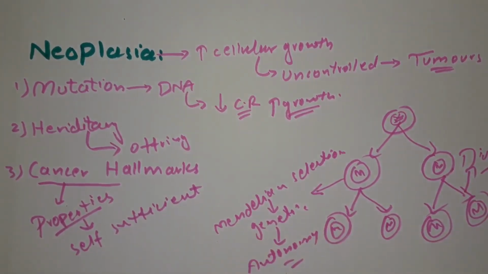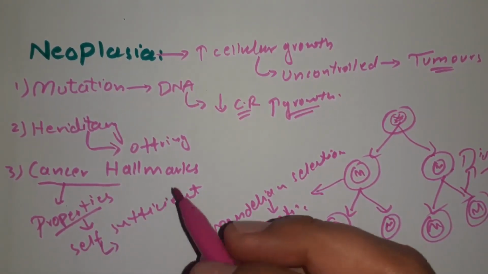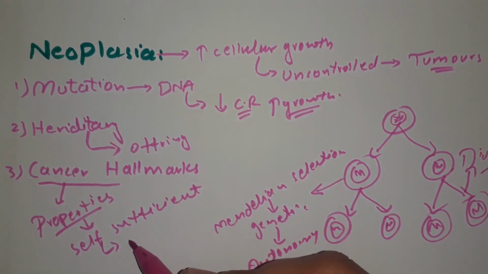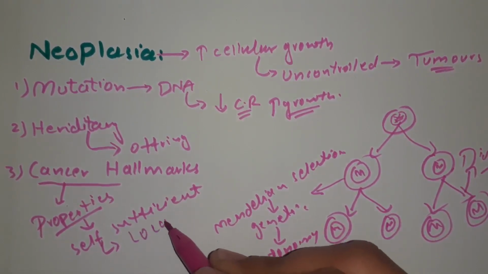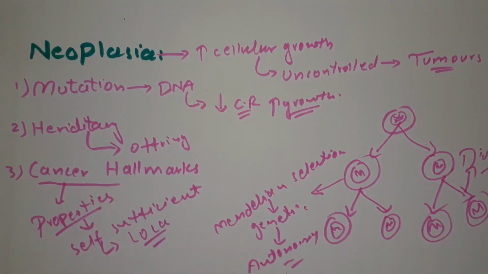What are these properties? They alter their metabolic systems, they continue to grow without any regulatory pathway, their tumor suppressor genes are down regulated, they promote angiogenesis, they protect themselves from the immune system, and they are subjected to local invasion as well as metastasis. So these are different properties which tumor cells attain, which are called cancer hallmarks, and we will study them in the next lectures.